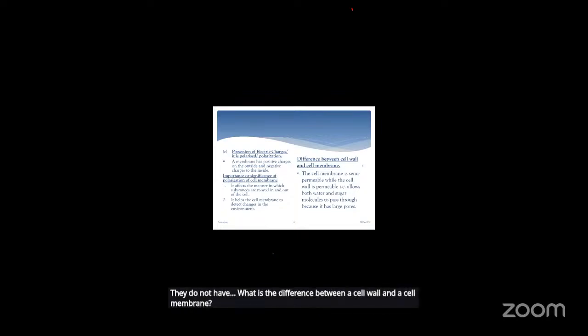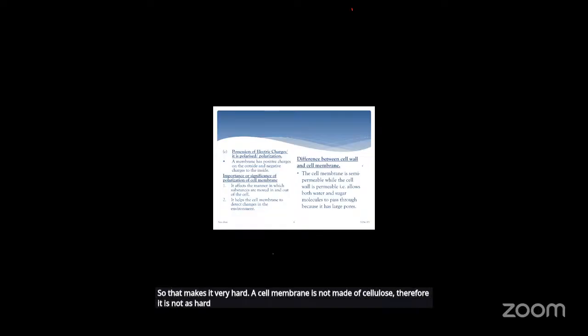We said a cell membrane is semi-permeable, a cell wall is not semi-permeable. Another difference is that a cell wall is made of cellulose, so that makes it very hard. But a cell membrane is not made of cellulose, therefore it is not as hard as a cell wall.